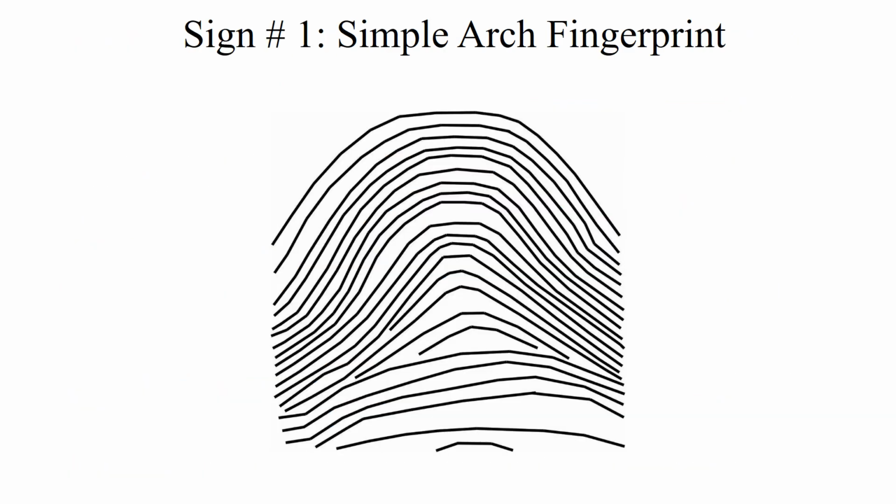Sign number 1. Simple arch fingerprint. The presence of a simple arch fingerprint indicates that the person is old-fashioned, simple, practical, trustworthy and reliable. The simple arch also reveals that the person is hard-working, always able to finish what was started.